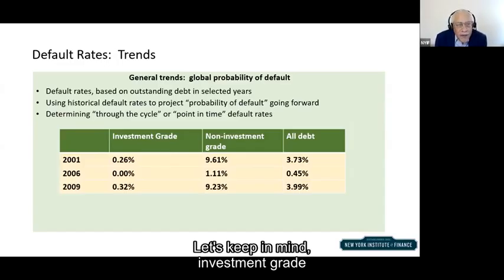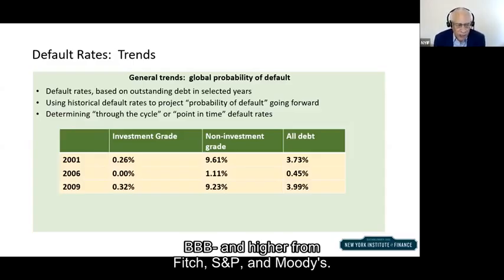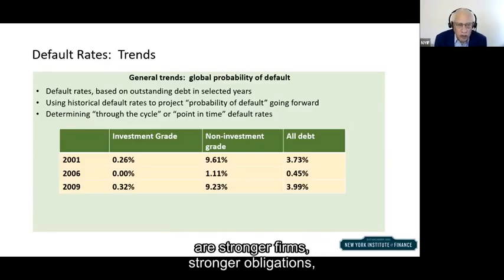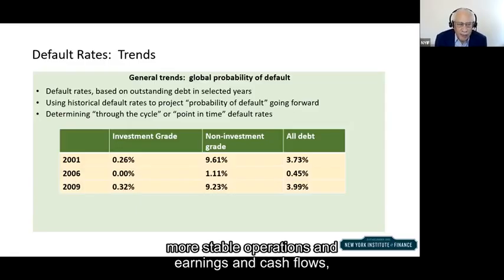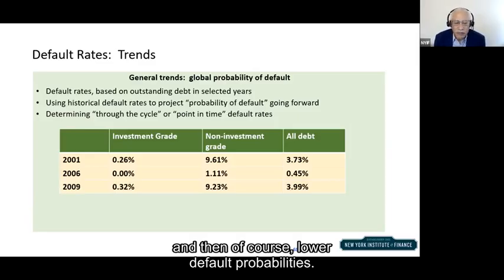Let's keep in mind, investment grade as defined by the rating agencies would be BBB minus and higher. That's the convention, BBB minus and higher from Fitch, S&P, and Moody's. And so you can see that default rates are expected to be lower for investment grade, in part because these are stronger firms, stronger obligations, more stable operations and earnings and cash flows. Also, higher ratings tend to have lower default frequencies, and of course, lower default probabilities.